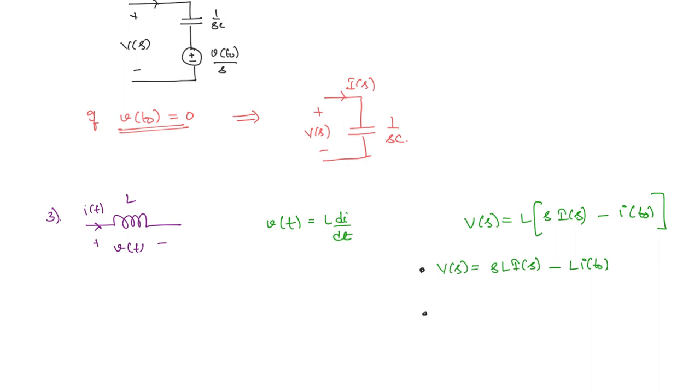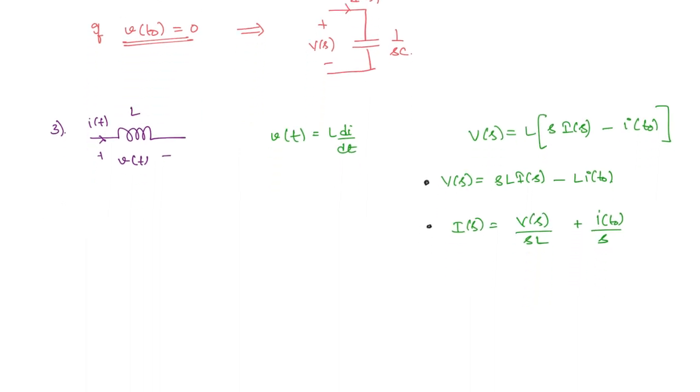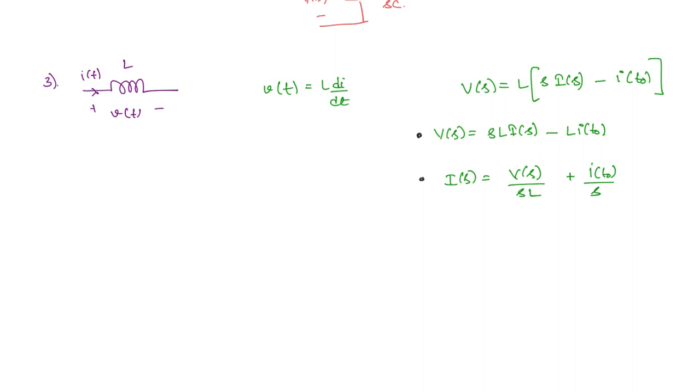And what is the other equation? We need I of s in terms of V of s. So this you're going to get as I of s is equal to V of s by sL plus i(t0) divided by s. Now for each of these equations we can draw the equivalent circuit. Here we will get a series connection, here we will get a parallel connection. So first we will draw the series connection.